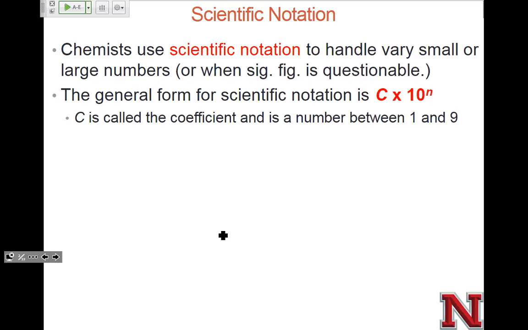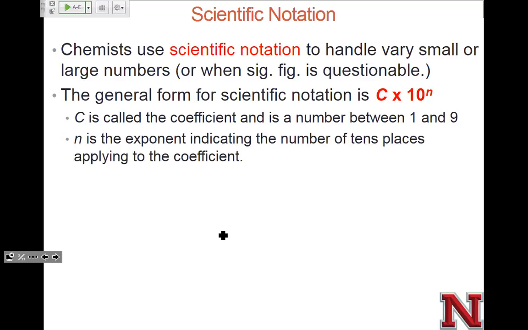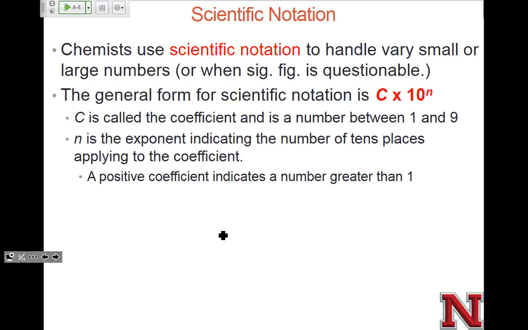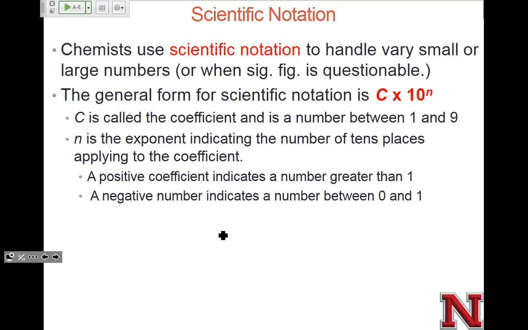So scientific notation is written as c times 10 to the n, where c is a coefficient between 1 and 9. It can have decimal places. And n is an exponent indicating the number of tens places applying to the coefficient. A positive exponent indicates a number greater than 1, so a big number, and a negative exponent indicates a number between 0 and 1, so a small number. So that tells us which way we have to move the decimal place.